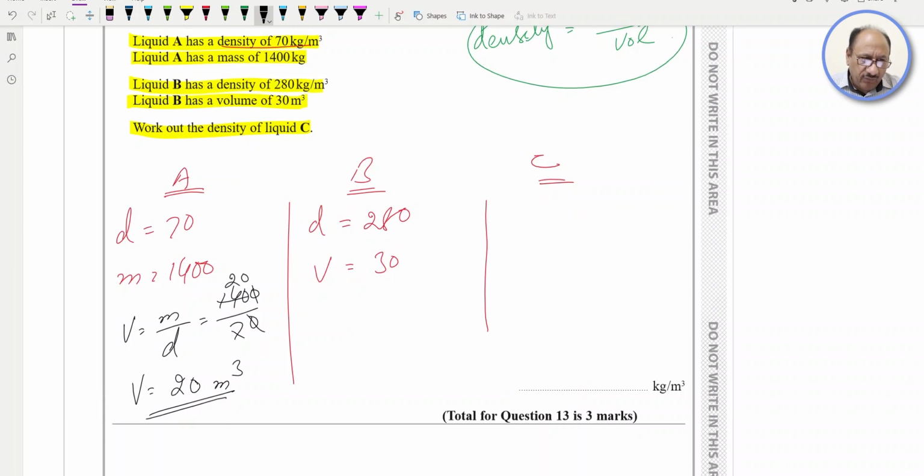And now we can check for mass by using these two details which are provided. We can calculate mass, and density we know is equal to mass over volume.